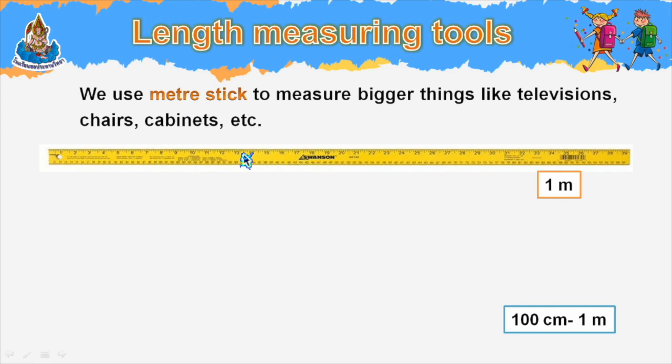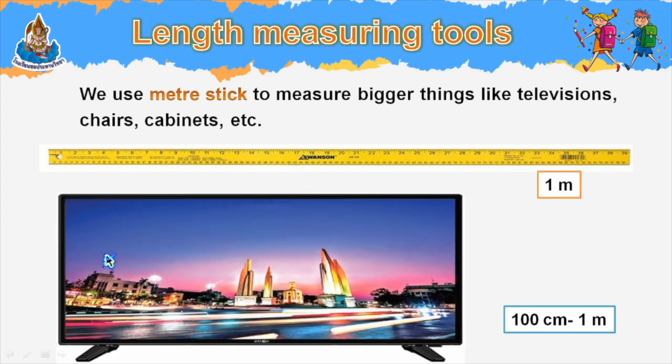Meter stick. Look at that. Meter stick measures 1 meter. And this can measure things like televisions, bigger things, not very big, okay? But bigger things like televisions or the chairs, the small cabinets, okay?